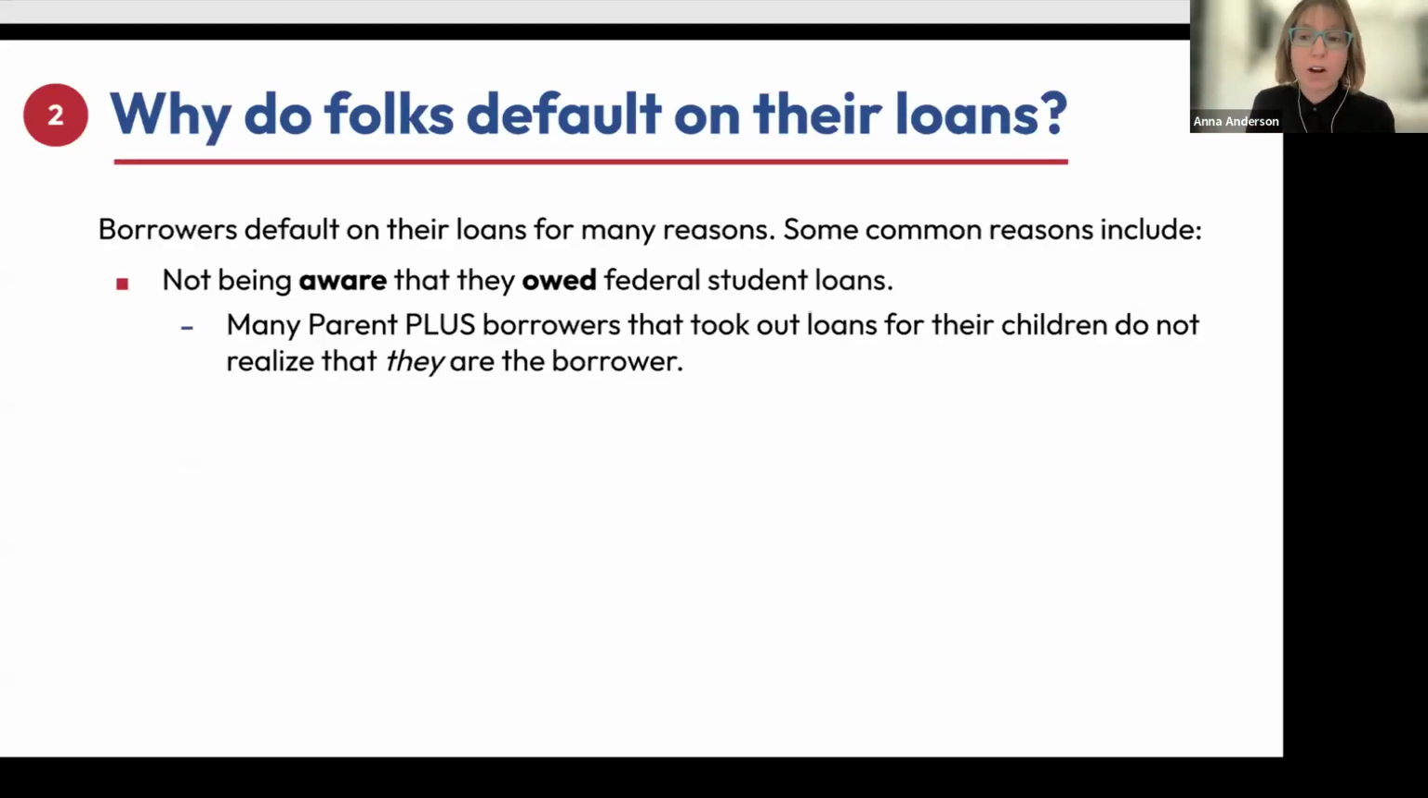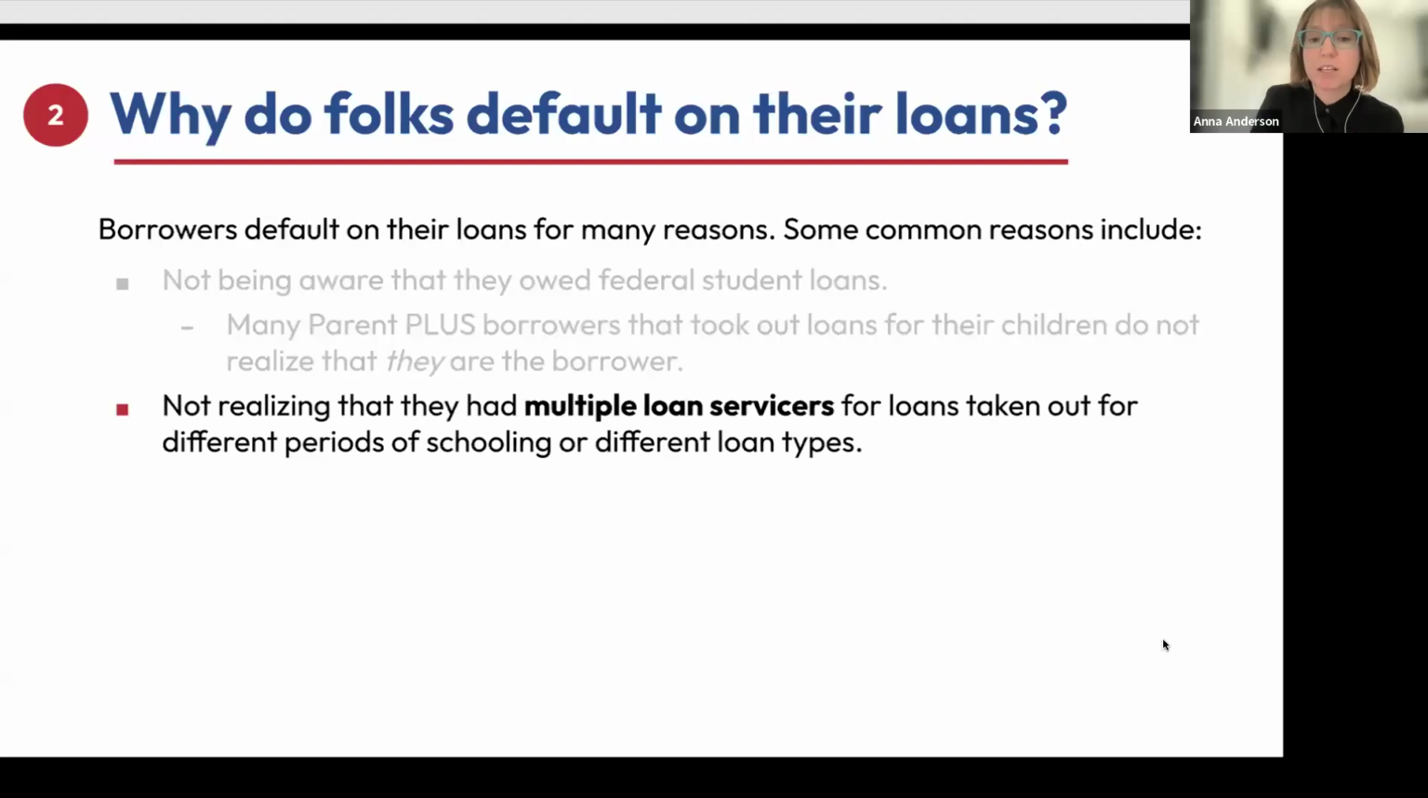We talked to a number of parent borrowers who take out Parent Plus loans to help support their children's education, and they mistakenly believe that their child is actually responsible for the payments instead of themselves. But that is unfortunately not the case. If you take out Parent Plus loans, it's the parent who is responsible for paying back the loans, not the child. So that is one common reason we see why people potentially fall behind on these payments.